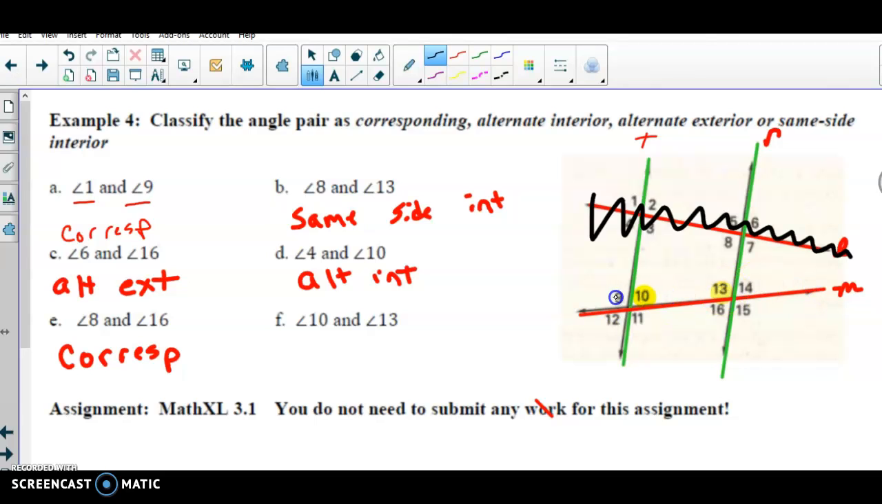So 9 and 12, 14 and 15 would be exteriors. 10, 11, 13, and 16 are my interiors. So 10 and 13, they're interior. Well, are they on the same side of the transversal or different? They're on the same side. So we call those same side interior.